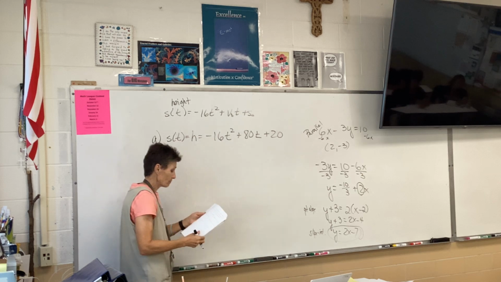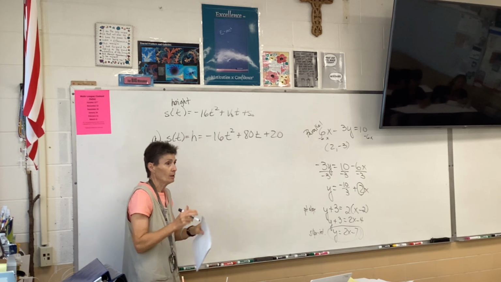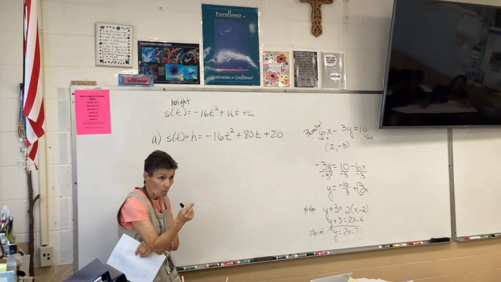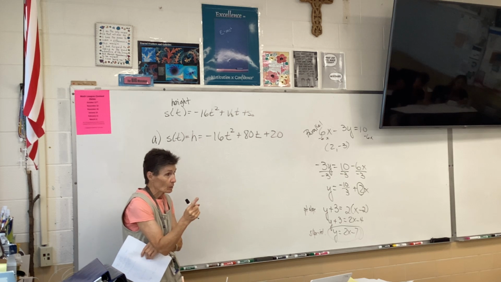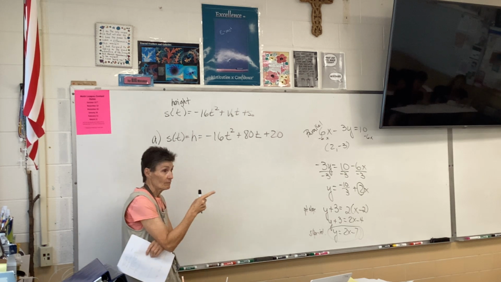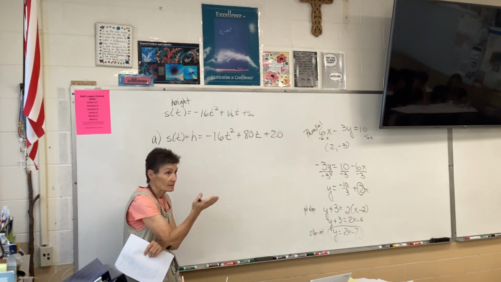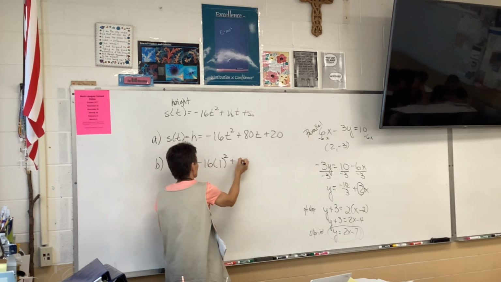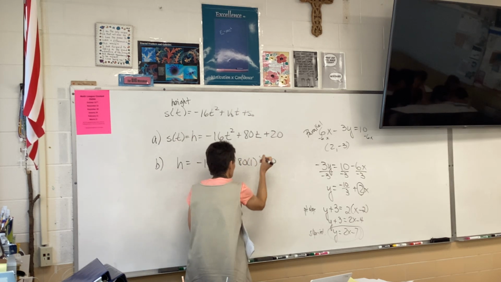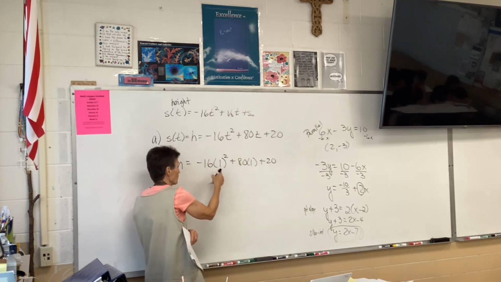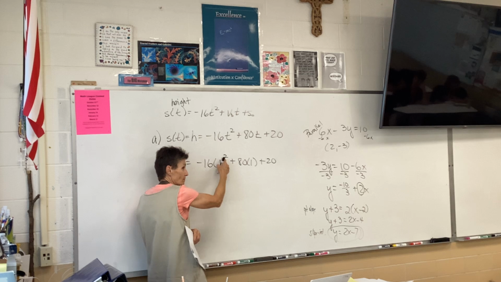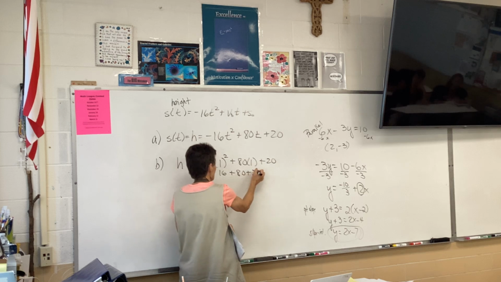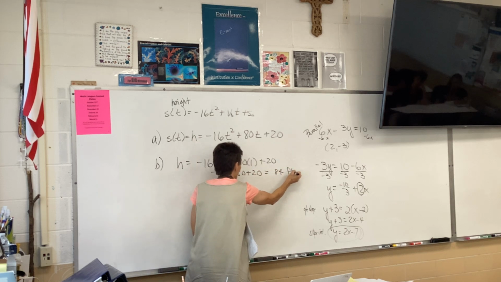Now, B, how high is the ball after 1 second? So you gotta do something with that 1 second. What are you gonna do with it? Plug it in for t, because it's time. So we're gonna find our height and plug in 1. We're not gonna get all crazy on this, kids. What's 1 squared? Remember, PEMDAS, square first. So this is −16 + 80 + 20. I got 84 feet, but double check that.